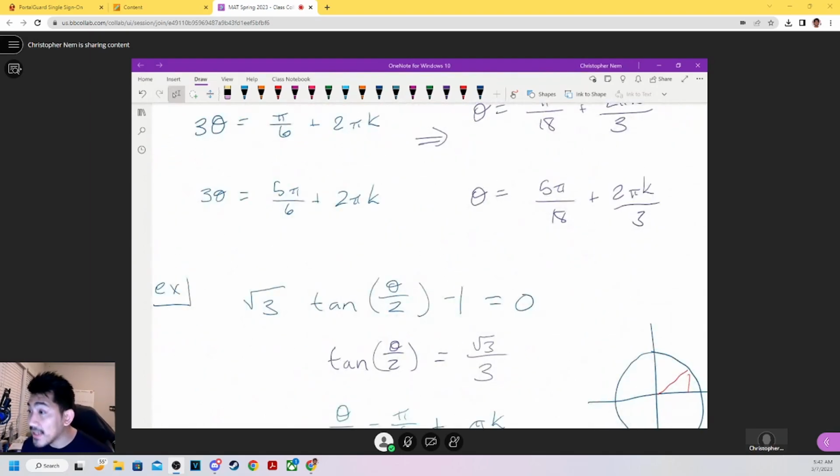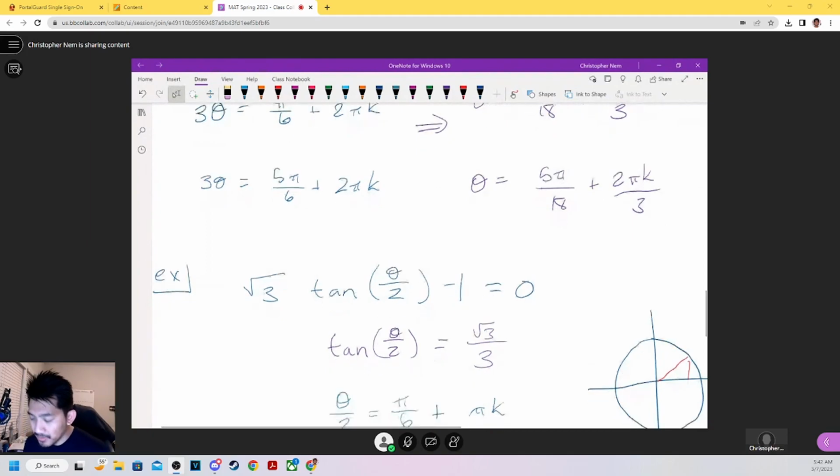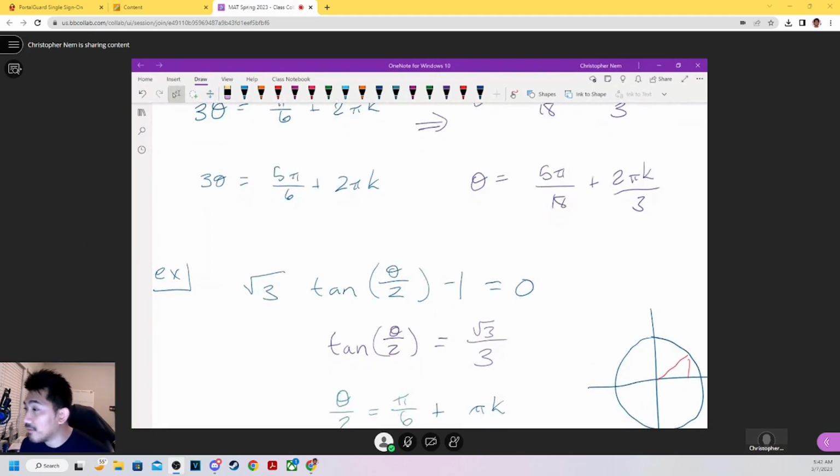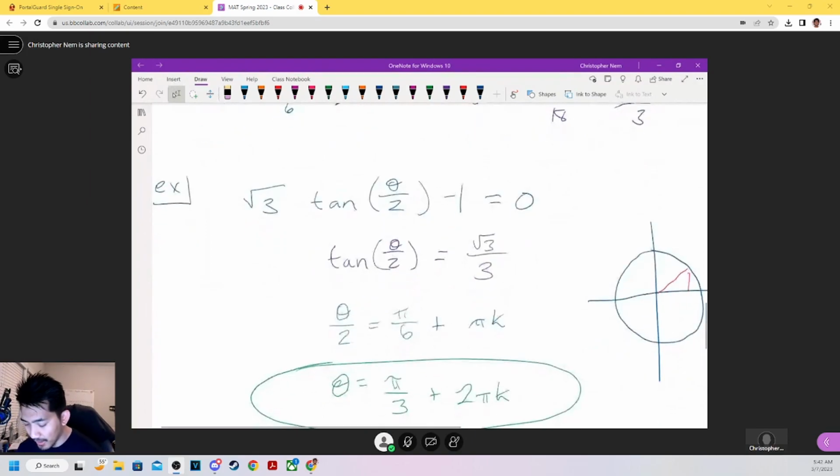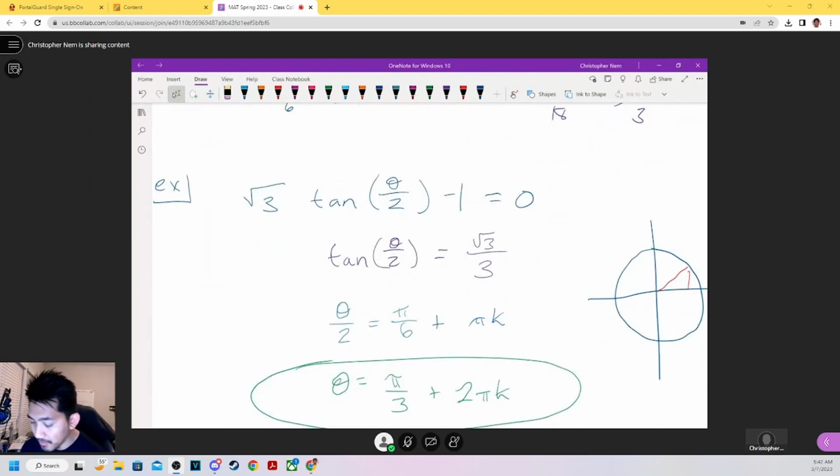Next one, same exact idea, but this time I have theta divided by 2. Will I be using the half angle identity? No. There's only one trig function here, so I don't even need to do it. I can just solve for it. So I set it, solve for tan theta divided by 2. I know square root 3 over 3 is located at pi over 6.